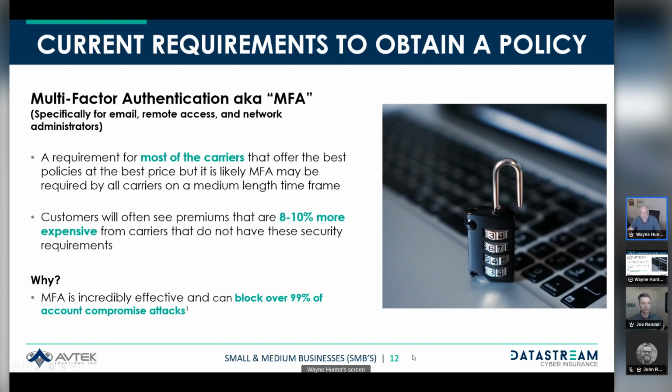So if you're not doing it, and it's not, oh yeah, I have a couple people doing MFA. No, are you using MFA across the business? You've got to keep aware, they're going to ask, they're going to look.